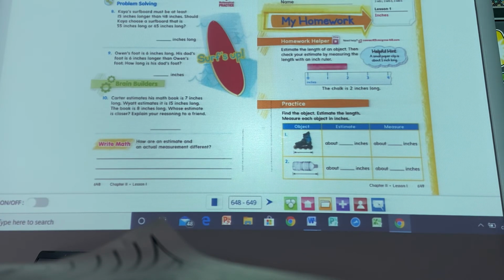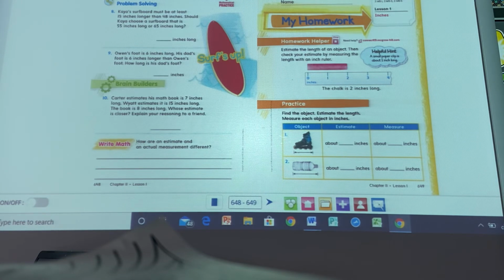If you said add, then you're correct. So you're going to add 48 and 15. And then you're going to look and see if that answer is closer to 55 or 65. Okay? If it's closer to 55, then the answer is 55 inches long. That's how long the surfboard should be. If it's closer to 65, then it should be 65 inches long. This is something that you might need a little bit of help with from your parents, okay? And then I think if you do number 9, that should be no problem at all. That should be pretty easy. And if you want to try the brain builder, you absolutely can do that.